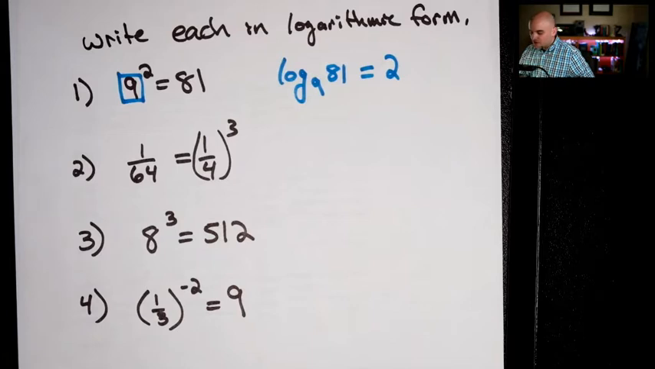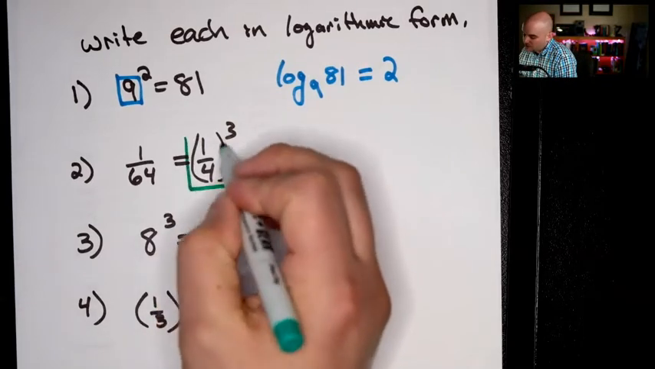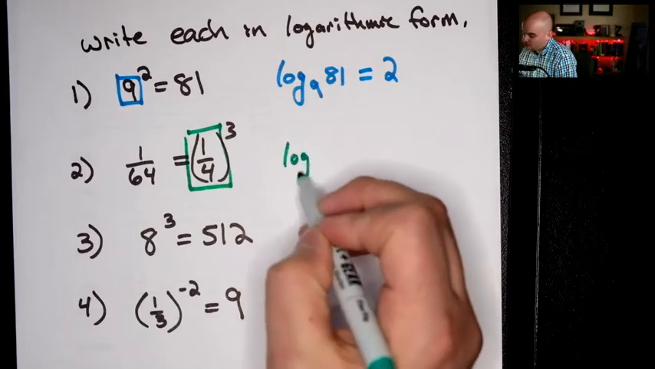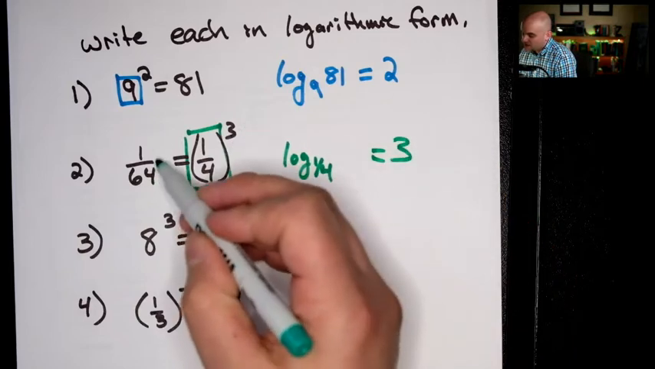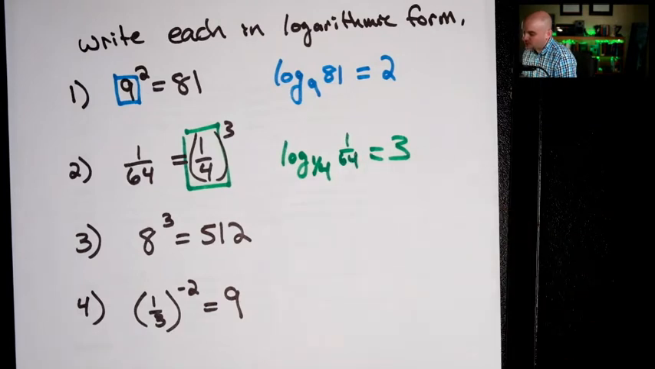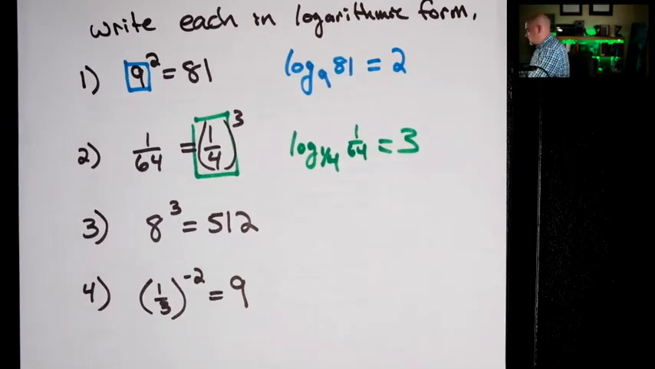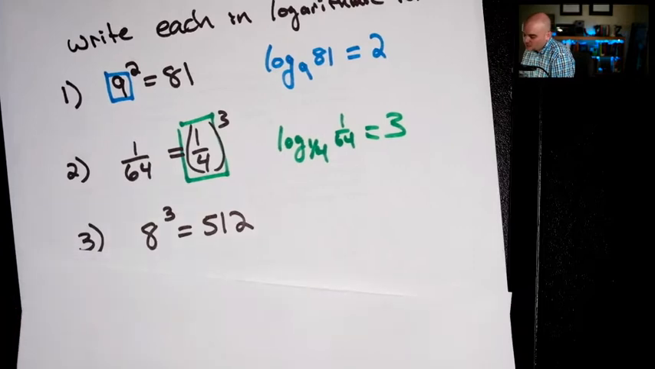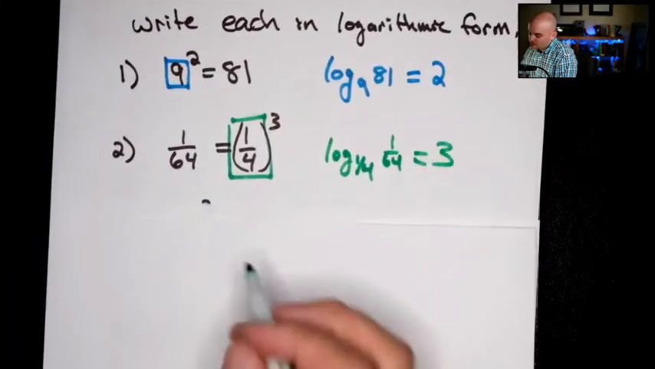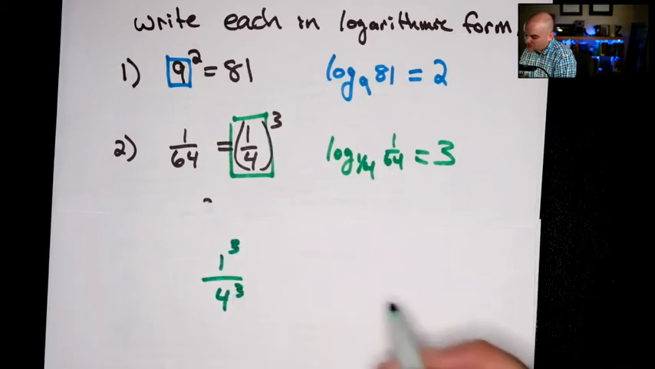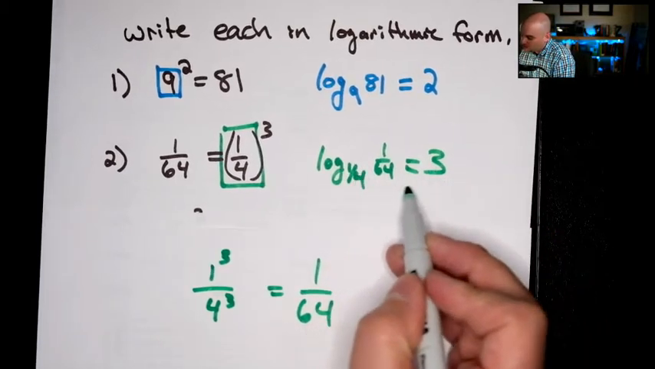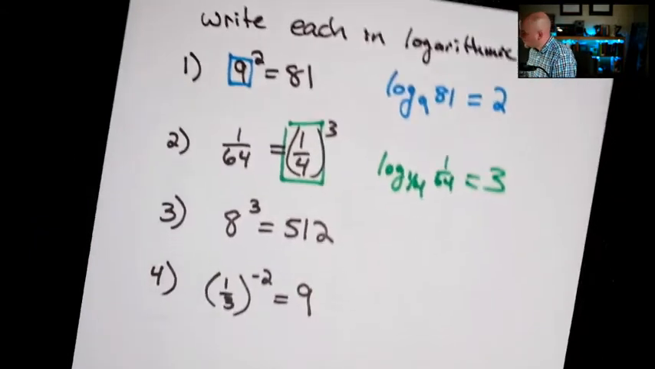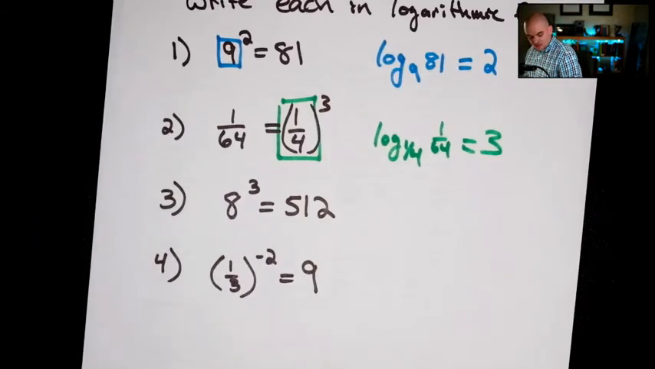Let's look at number 2. On number 2, I've got a base of 1/4. So my logarithm is going to have a base of 1/4, and it is raised to this power 3, and 1 over 64 is going to be my power there. Remember, let's grab a scrap piece of paper. I want you to think about how this is calculated out. We've got 1/4 cubed. That's the same thing as saying 1 cubed over 4 cubed, and that does equal 1 over 64. So when I take that 1/4 and I slide it over, I'm saying 1/4 cubed must equal 1 over 64, and it does.